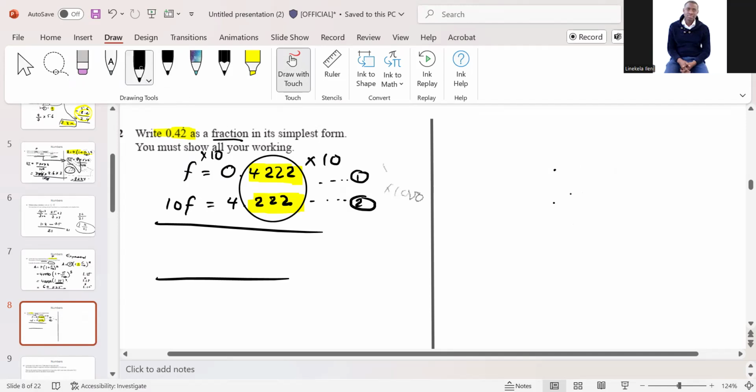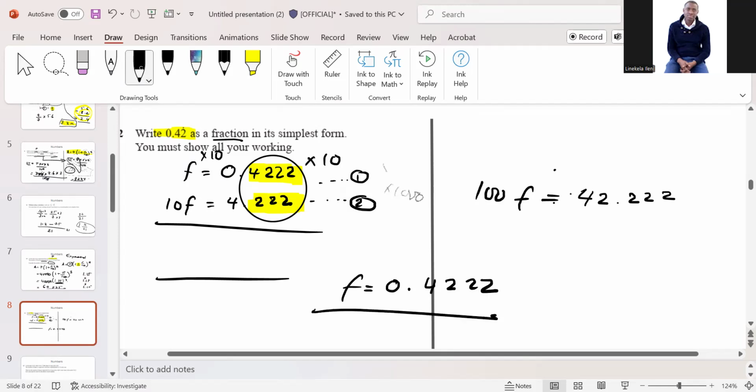So look, if we were to use 100 in the beginning, then we could have had 100f, like we took the other one here. And now we are multiplying by 100, so we expect 2 of the numbers to move to the right. It doesn't matter how many 2s I put here. I can even put 2 of them. It's fine. Then my first equation will still remain the same, which is still f equals 0.4222.